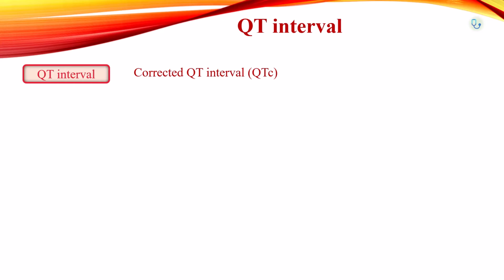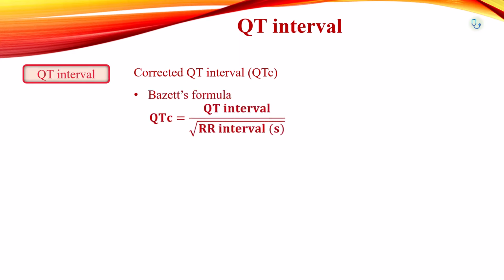QTc is calculated using Bazett's formula, QT interval divided by square root of R to R interval in seconds. The corrected QT interval estimates the QT interval at a standard heart rate of 60 beats per minute, and allows comparison of QT values over time at different heart rates, and improves detection of patients at increased risk of arrhythmias.